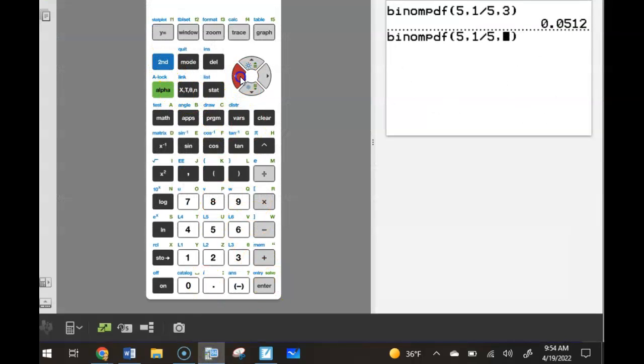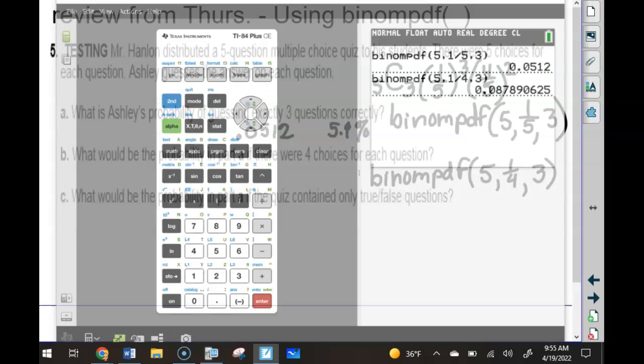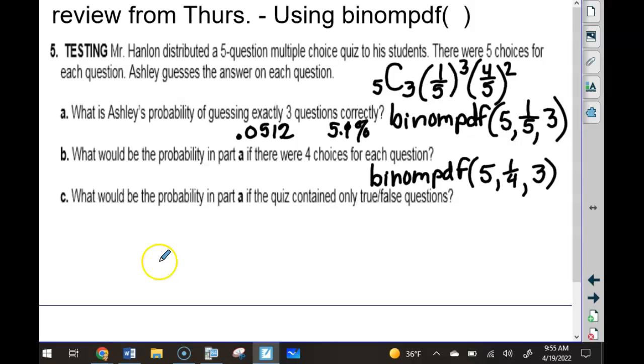So you can go back into second vars and redo the whole question. I'm just going to change this to 1 out of 4. Did that change a lot, guys? Guessing and getting 3 right went from 5% to 8.8%. Okay? It's not a huge change. Does everybody see that? That's why most multiple choice tests go with 4 choices instead of 5, because it's not a huge significant change in guessing.